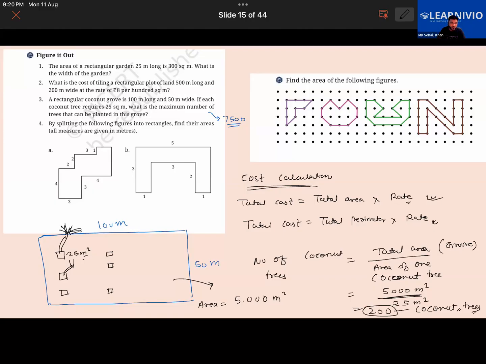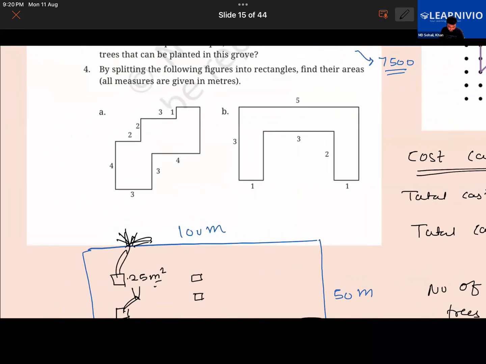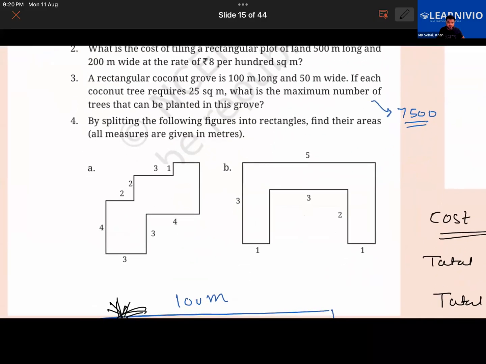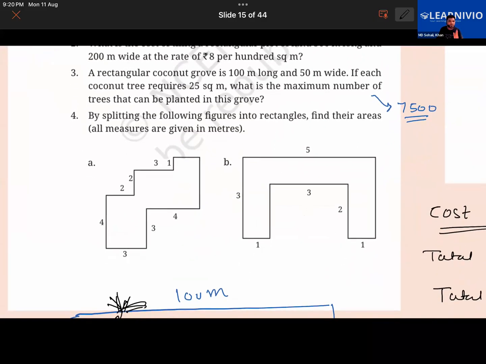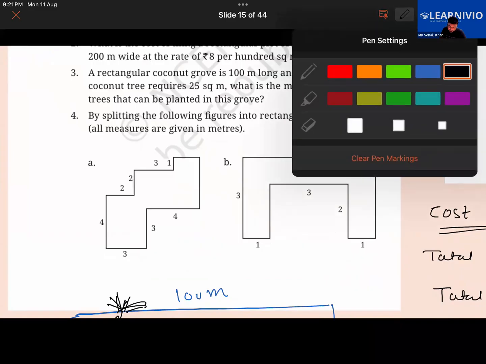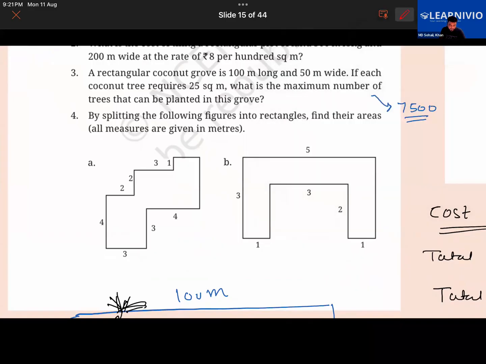Good to know. Question number 4. By splitting the following figures into rectangles, find their areas. All measures are given in meters here. So let me zoom out first. This figure is given here right now. Is there one simple formula to calculate the area? Obviously, no. Neither is it a complete square nor a rectangle, nor does it resemble any other regular polygon. So we will have to do some constructions here. We will try to make squares or rectangles out of this figure.